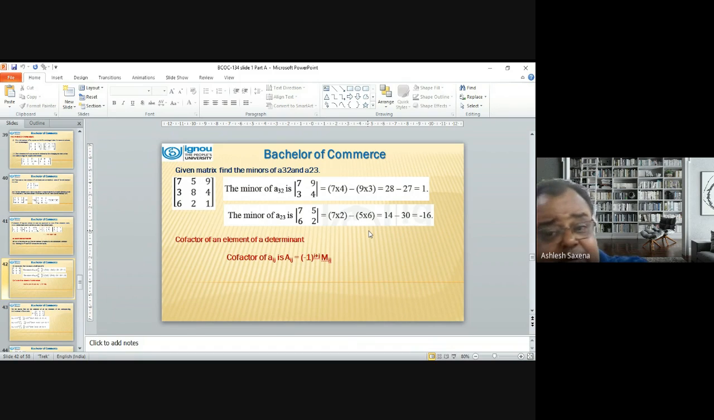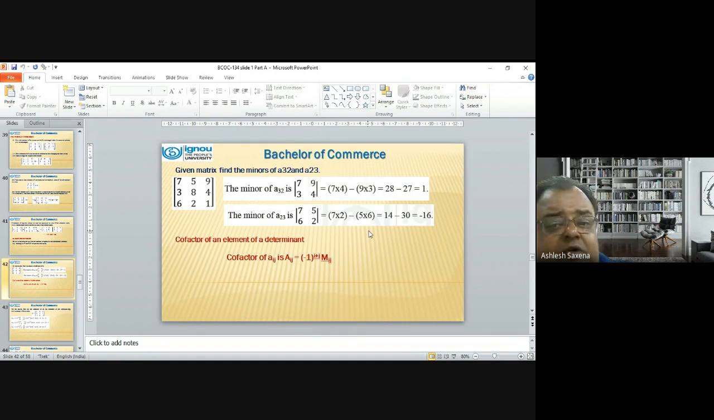What will you be doing? Remove the third row, that means the third row is removed. I'm talking about the minor. Minor of 3 2: I will be removing the third row and second column. What will I be left with? 7, 9 and 3, 4. Calculate its value. 7 into 4 minus 9 into 3 comes out to be 1.